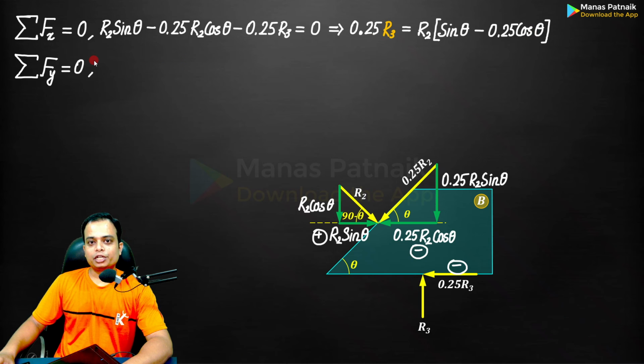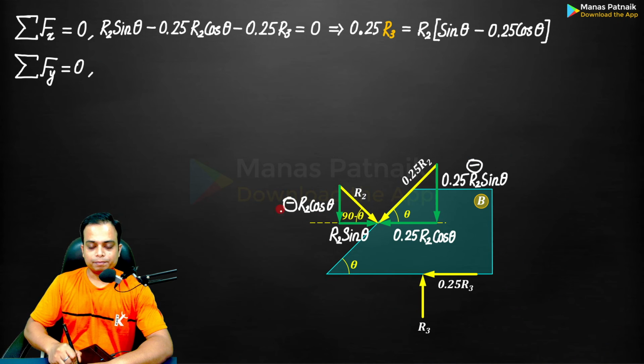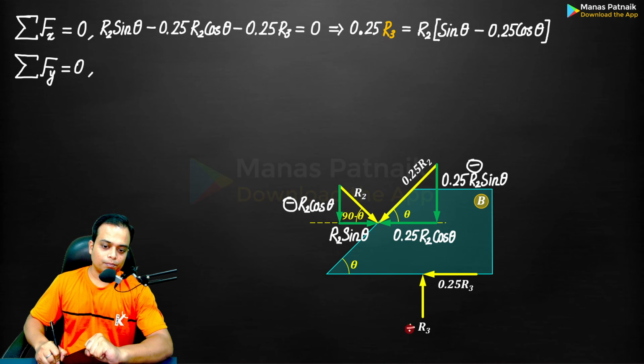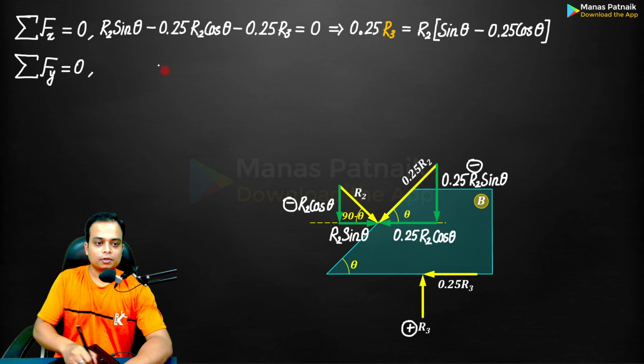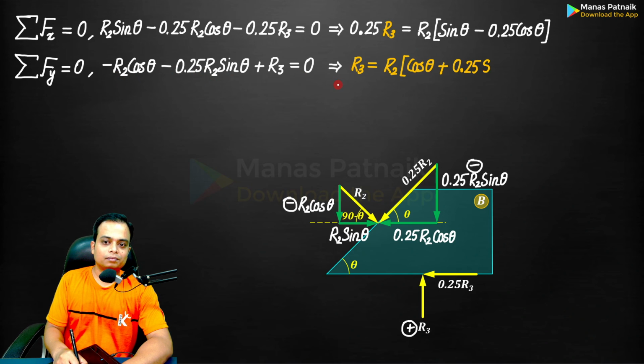Next, we are going to go for summation Fy equals 0. If you watch carefully, again, this and this force over here. These two forces are in the downward direction, and hence negative. Plus R3. Is there any other force? No. Write them down. Can you simplify this? This is R2, R2. You can simplify this to a certain extent. Okay, so far so good.